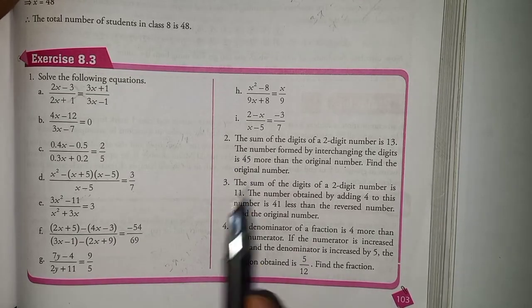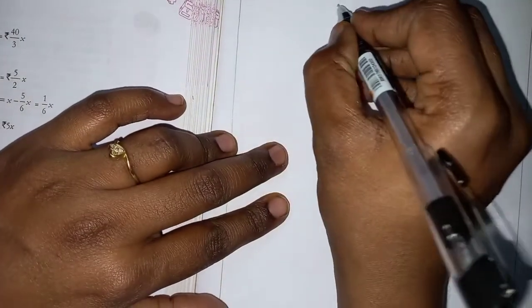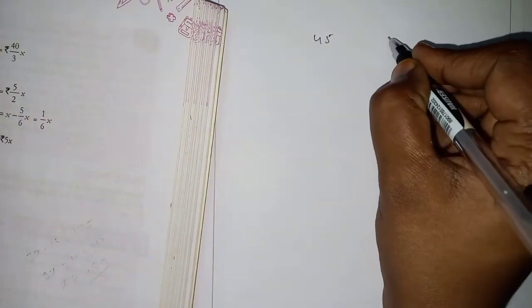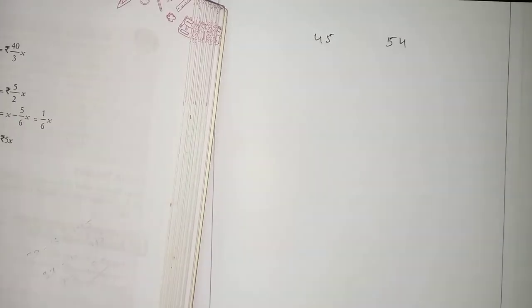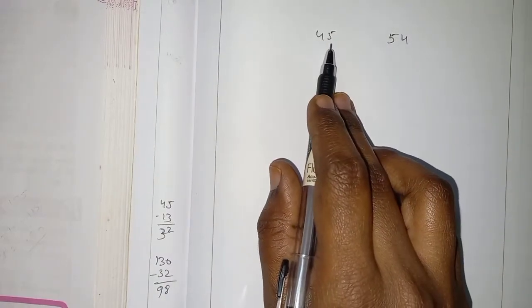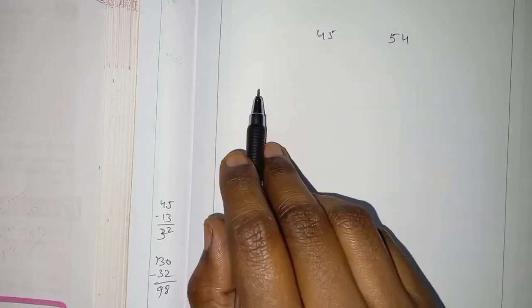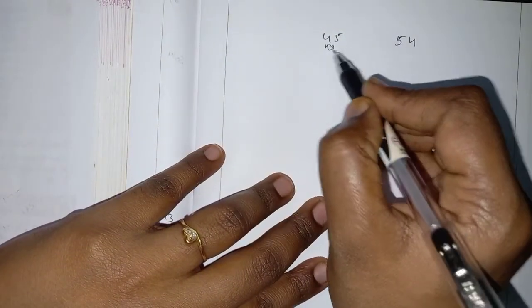Now, second problem. Before explaining the second problem, let me explain something. 45, it's a 2-digit number or not? Of course. 54, it's a 2-digit number. What is the difference in these two numbers? 45 is a reverse of 54, right? And 54 is a reverse of 45. Correct or not?